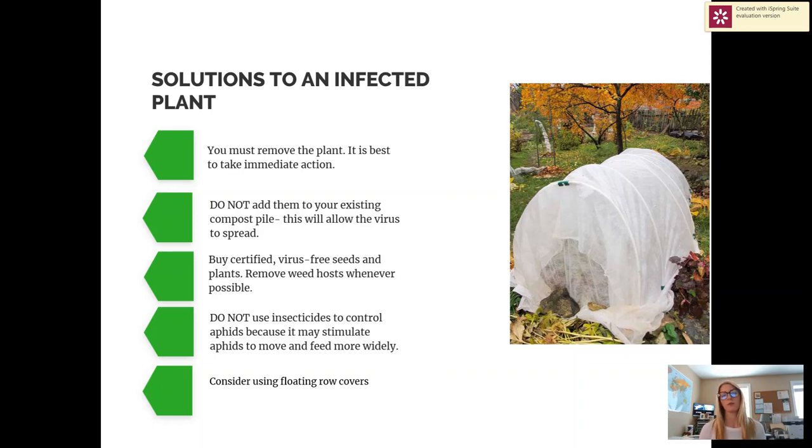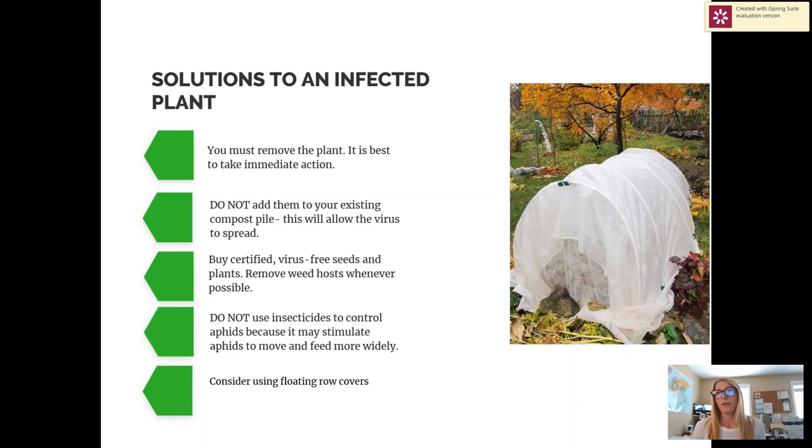So how can we avoid problems with the cucumber mosaic in the future? You can buy certified virus-free seeds and plants. You can consider using CMV-resistant varieties of lettuce, spinach, cucumbers, melons, and squash. Those are available out there. Seed catalogs often contain information on CMV resistance, and it can be very useful. And most importantly, you want to remove the weed hosts whenever possible around your garden. And mulch vegetable and ornamental gardens to inhibit that weed growth.